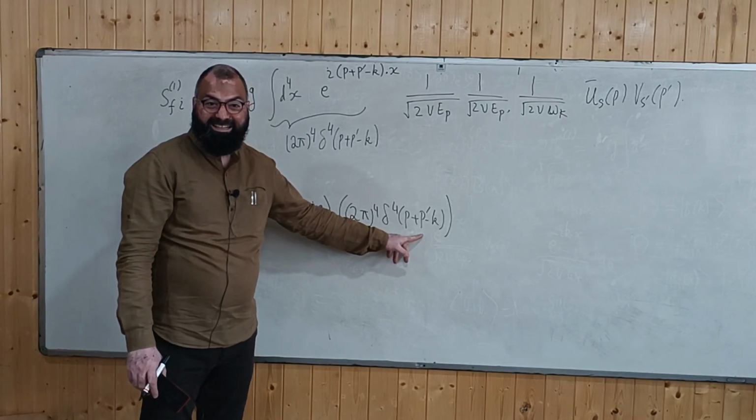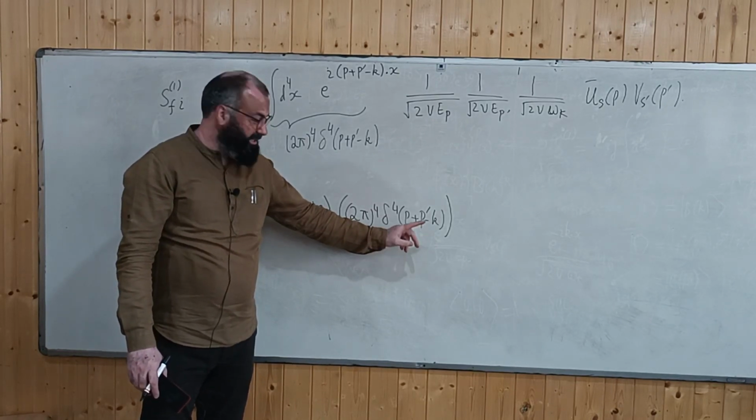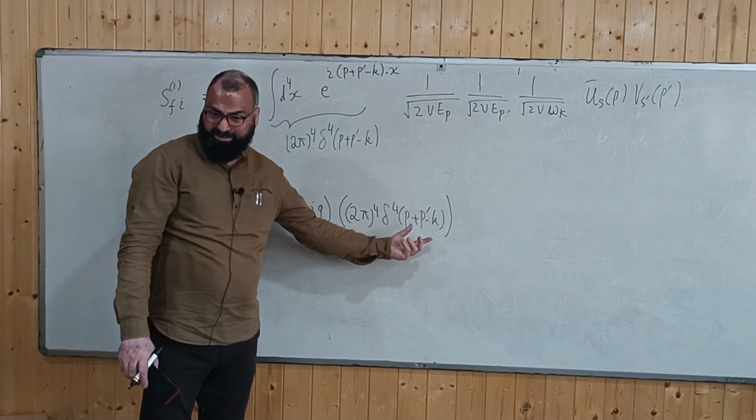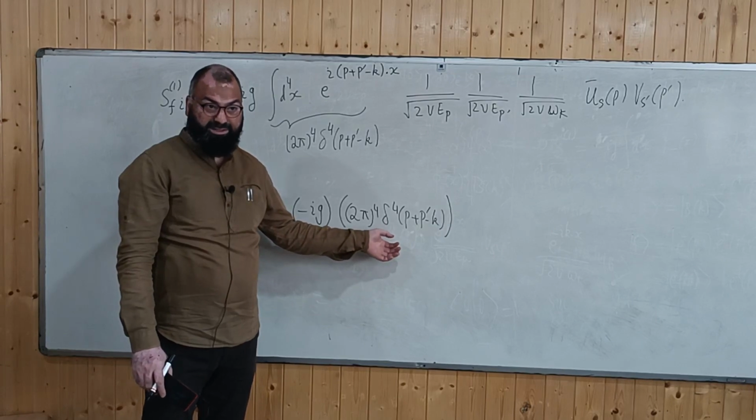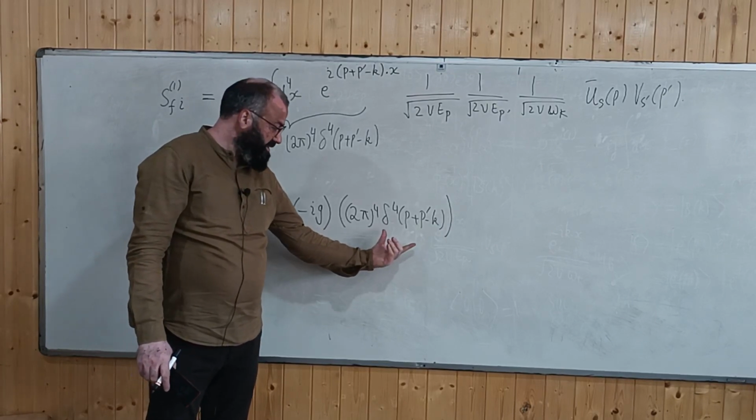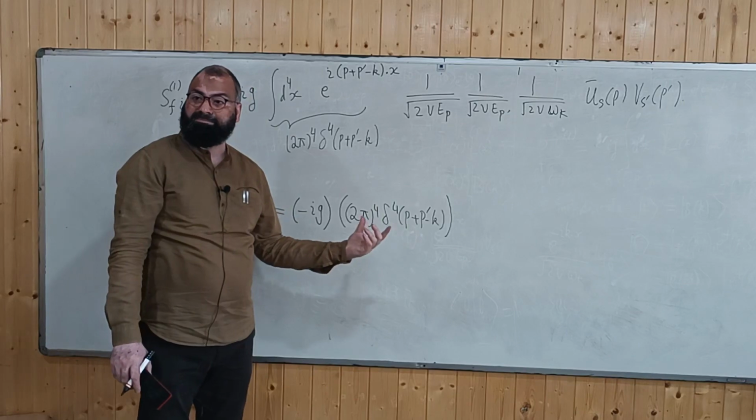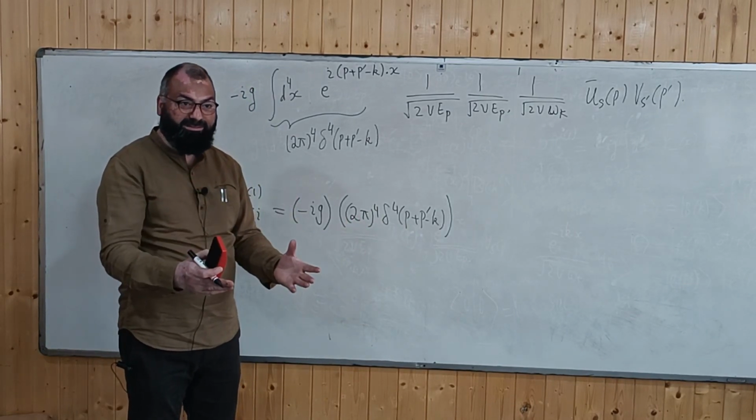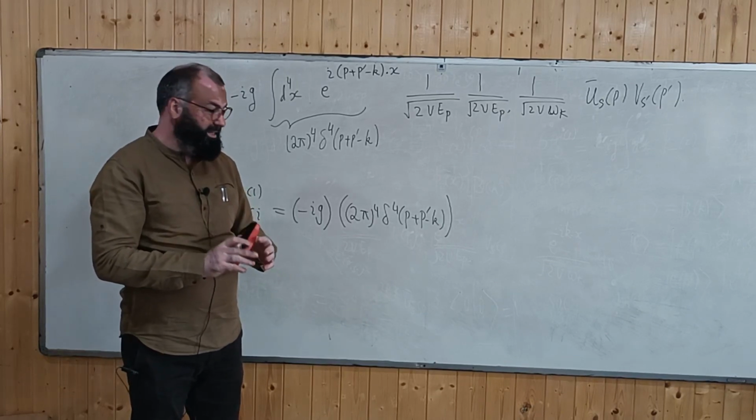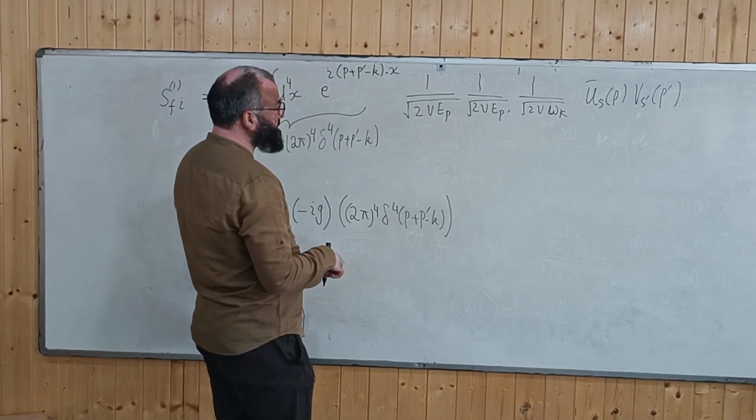What does that mean? The initial momentum is equal to the sum of the final momenta. That is the total momentum conservation, 4-vector conservation, 4-momentum conservation. Clear? So this delta function gives us the conservation law of the entire process. Understood? That's why I put it in the brackets.